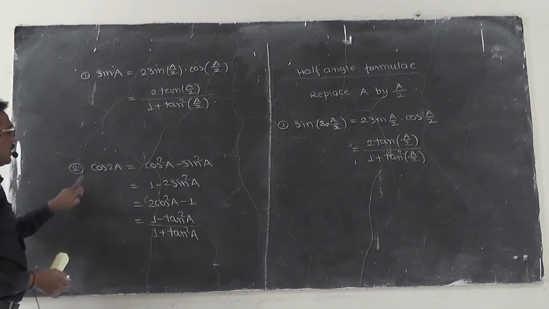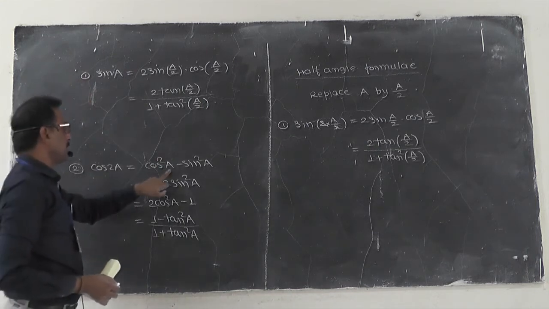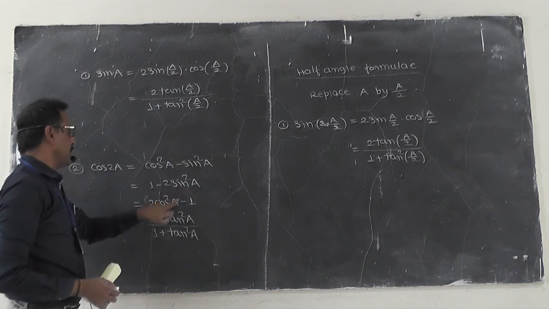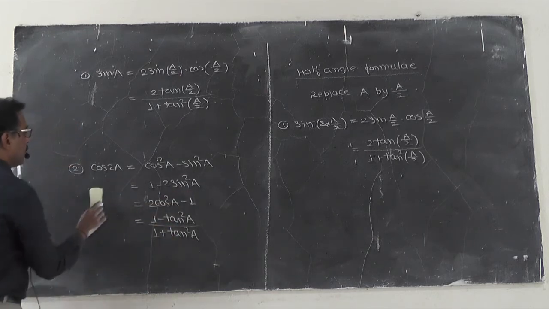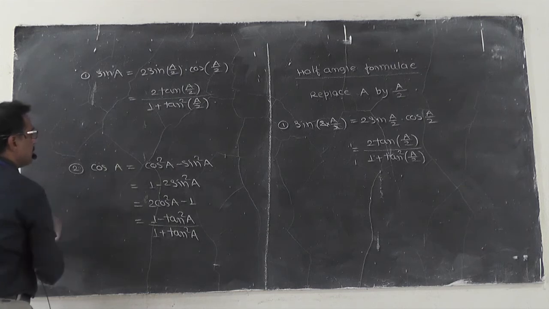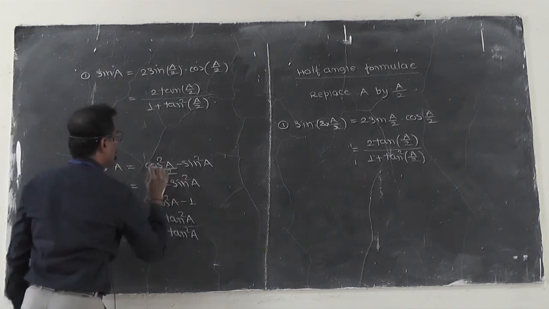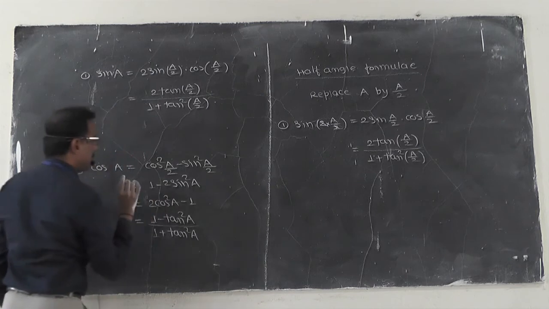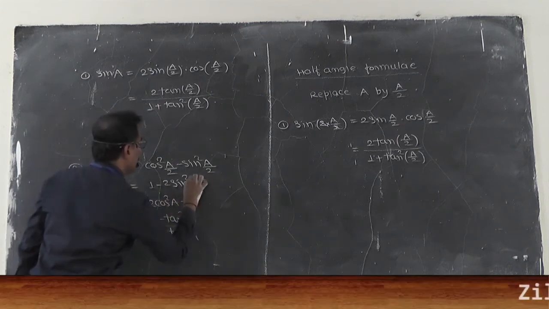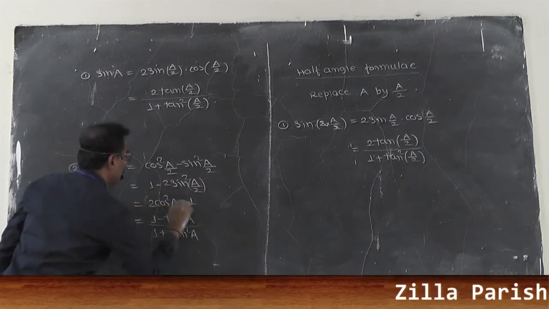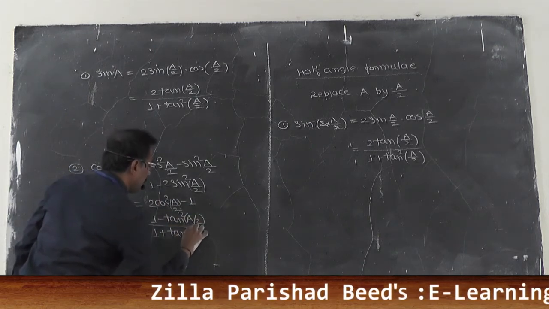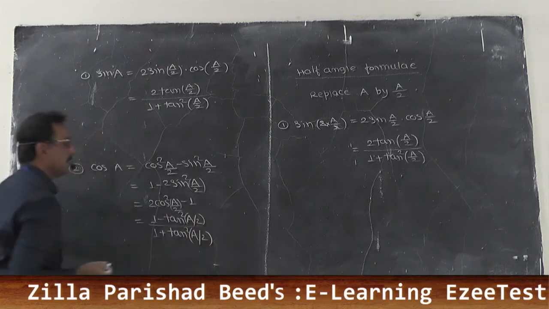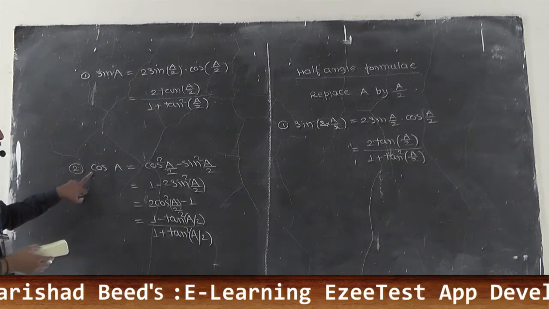Now this is the original formula of cos 2a. If we replace this a by a by 2, this 2a is replaced by a. So your formula becomes cos a is equal to cos square a by 2 minus sin square a by 2. This is 1 minus 2 sin square a by 2. This is 2 cos square a by 2 minus 1. And this is 1 minus tan square a by 2 upon 1 plus tan square a by 2. This is the formula for cos a.